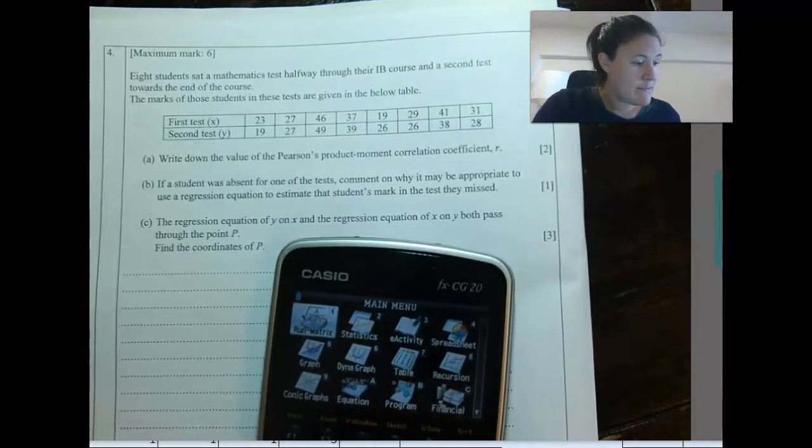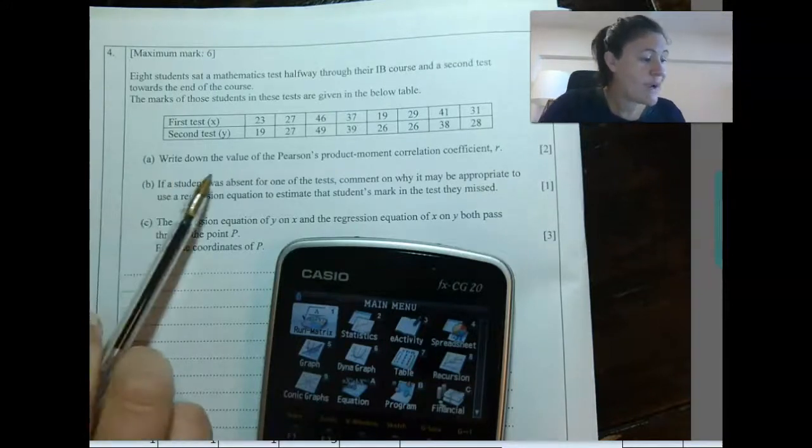Okay, we're looking at question 4 from the mock, which is basically a question about using your calculator. So this question was generally not done that well, and I think it's all to do with the settings on the calculator. So let's take a look at part A. Write down the value of the Pearson's product moment correlation coefficient. So this is worth 2 marks just for getting the right value here.